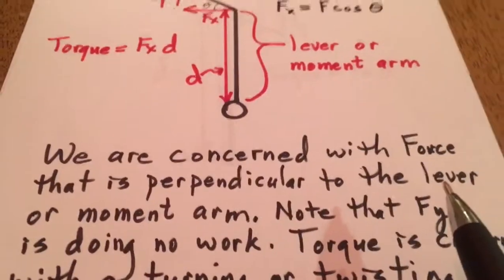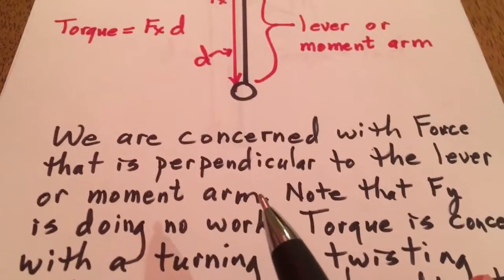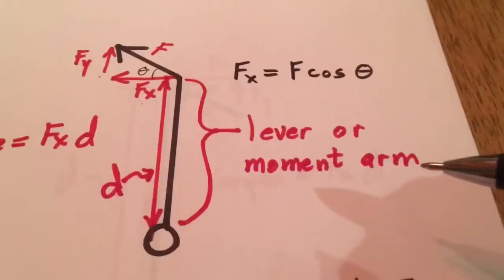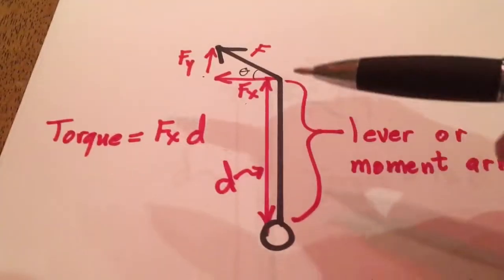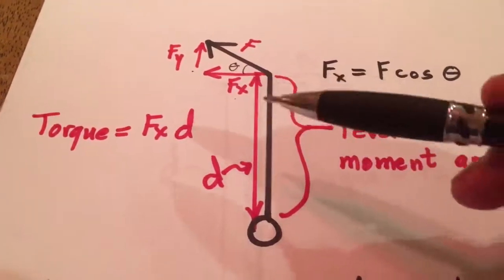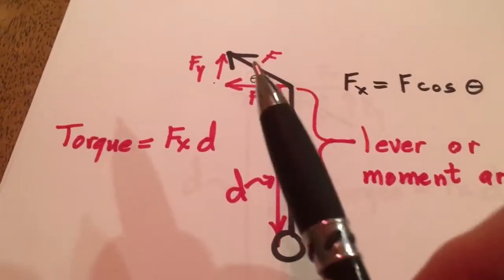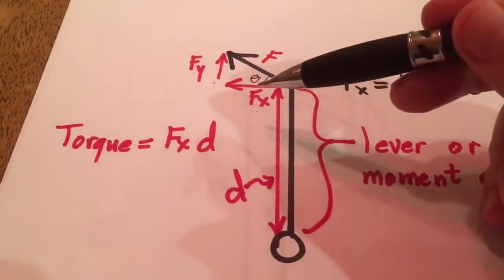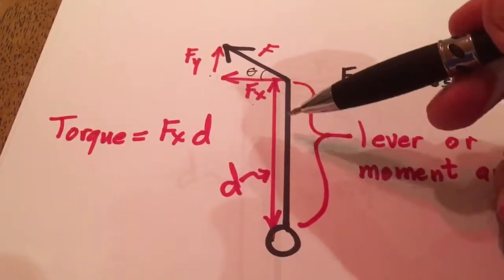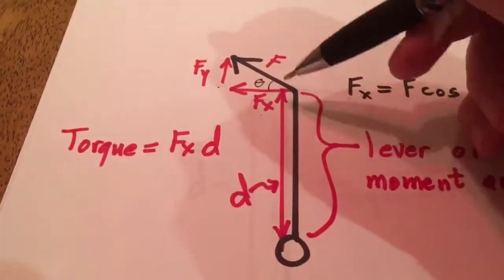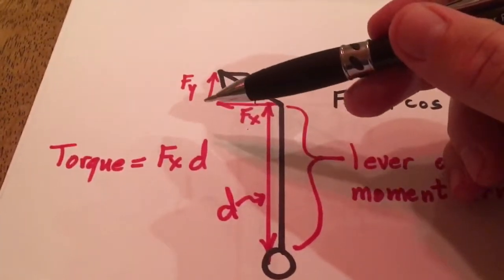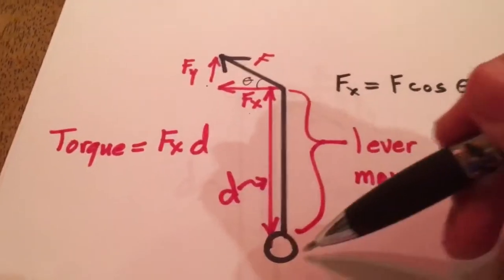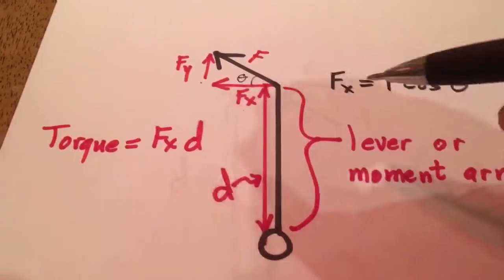Okay, and what I was talking about earlier is we are concerned with the force that is perpendicular to the lever or the moment arm. Okay, so here's your lever, and sometimes it's referred to as a moment arm. And so we want the perpendicular distance, and we're also talking about this force here, the force that is perpendicular to this lever or this moment arm, not this force. And also the force in the y direction here is going to be pulling away from the center point or this fulcrum, and so it doesn't do any work.